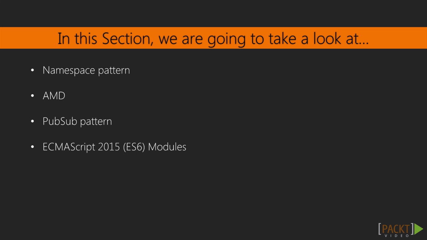We'll start this section with a simple module system based on namespaces. Then, we'll review and switch to AMD modules. We'll use a pub/sub pattern for communication between modules. In the end, we'll review the new ES6 modules syntax.